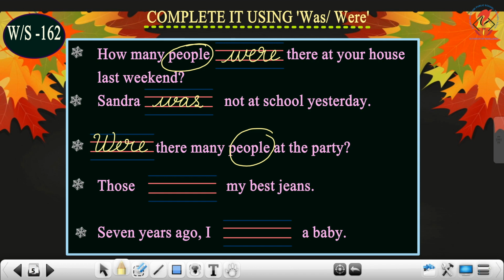Okay. And the next one, those dash my best jeans. Those dash my best jeans. So here also it shows that it is in plural form. So what do you have to choose? Yes, it is were again. So, those were my best jeans.